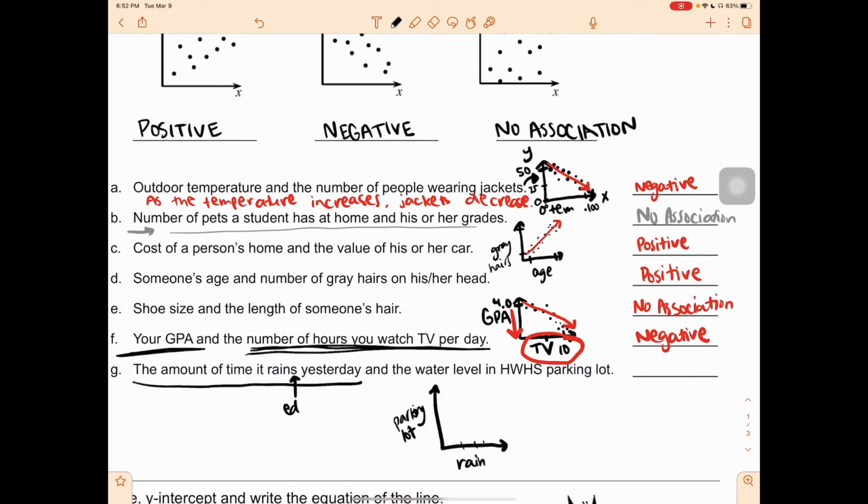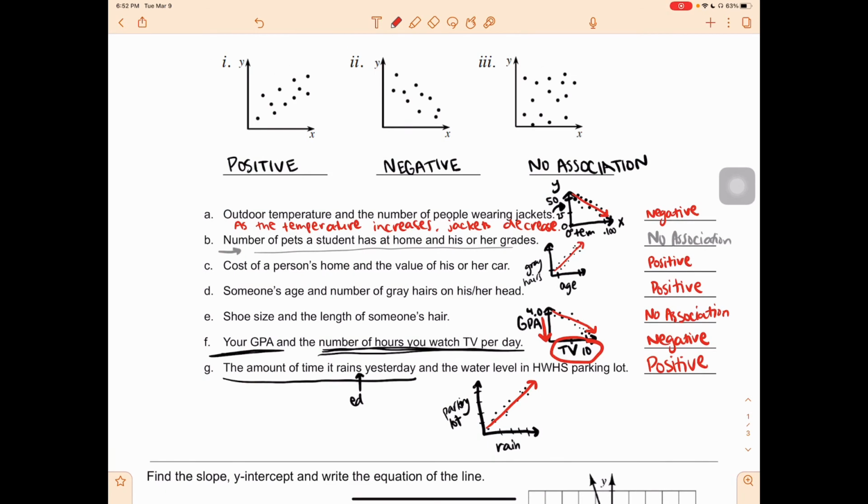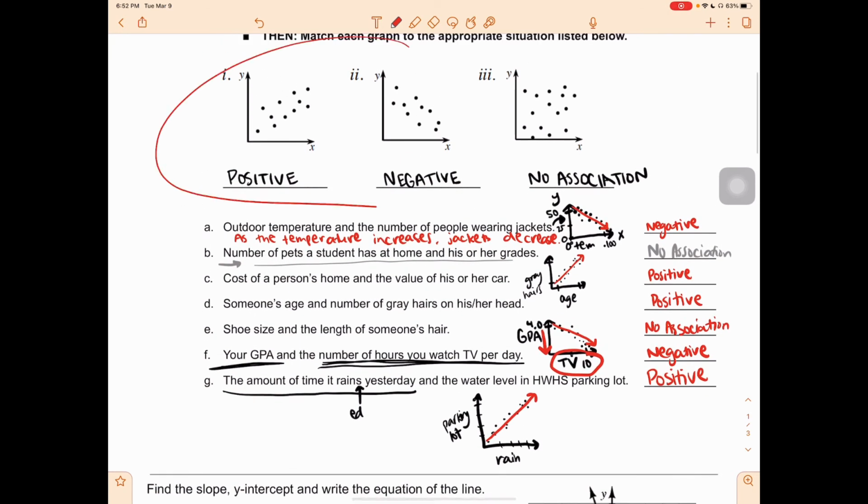So the more it rains, there's going to be more water in the parking lot. The less it rains, less water in the parking lot. So you see how those two things create a positive association. The more it rains, the more water there is in the parking lot. So this is positive. Okay, so you're going to need to know how to analyze situations such as these and tell me which of these associations it is. Okay?